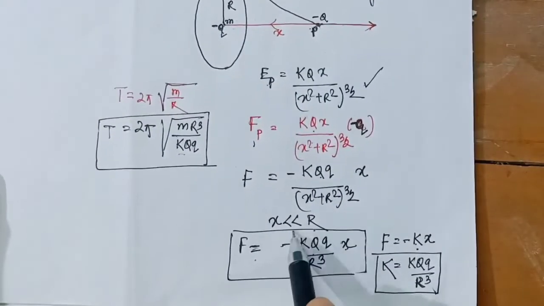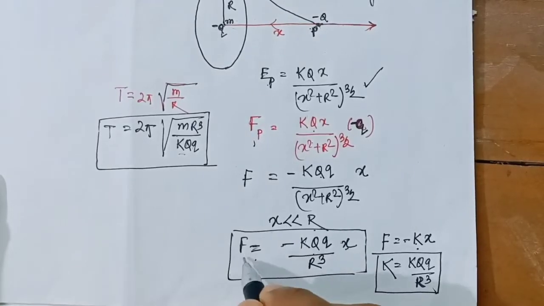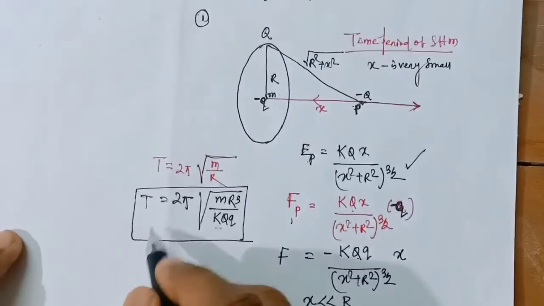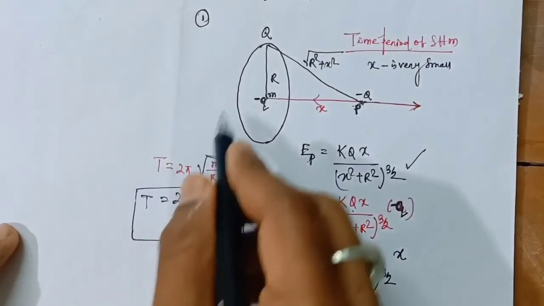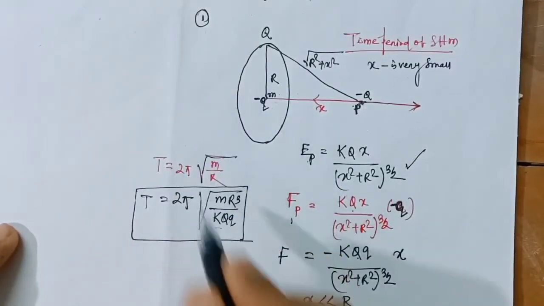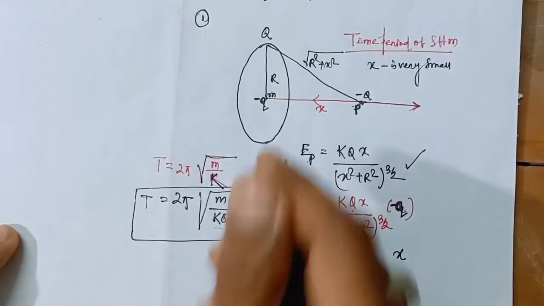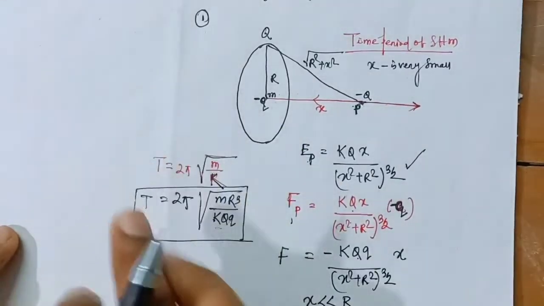And I assume that x is much less than r. So ignoring these terms, I will get the expression of the net force. This net force I will compare with the SHM equation, F equals minus kx. I get the value of k, and I know the time period in this scenario is 2 pi root of m by k. Simply substituting the value of k, I can easily find the time period. I hope this question is clear.